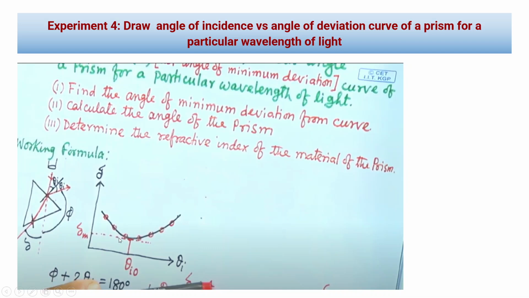When we make a tangent to this curve at the minima, this point here will give us the angle of minimum deviation. Then further we had to calculate the angle of the prism using the formula, and the refractive index again.